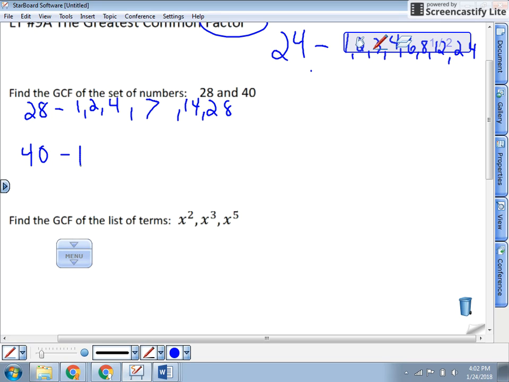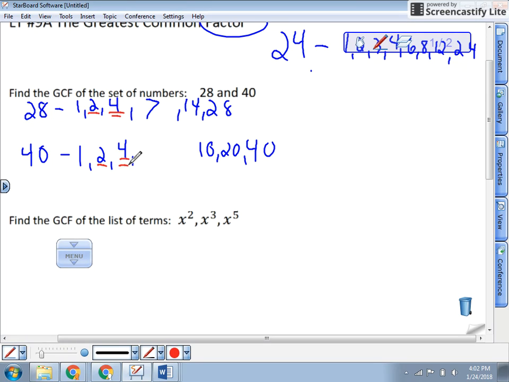We've got 1 and 40. We've got 2 and 20. Now right there's a common factor, right? This has a 2, this has a 2. But we want the greatest common factor. So let's keep going because there might be more. All right, no 3. How about 4 and 10? So there's another common factor right there, 4 and 4.